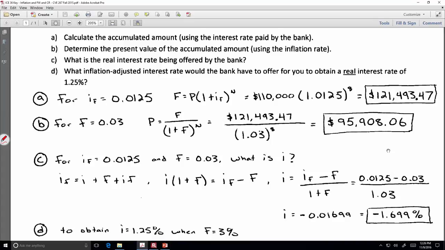Part B shows the effect of a negative real interest rate. It's saying you put $110,000 in the bank, and after 8 years, the amount that you have, this $121,000, is the amount that today is equivalent to $95,908. So it's showing you that your purchasing power is decreasing. The amount of stuff that you can buy for $110,000 today, you're not going to be able to buy that same amount in the future because inflation is bigger than the market interest rate being earned.